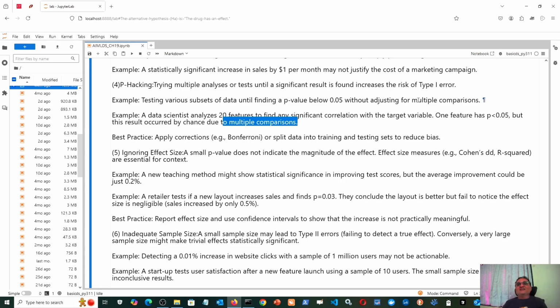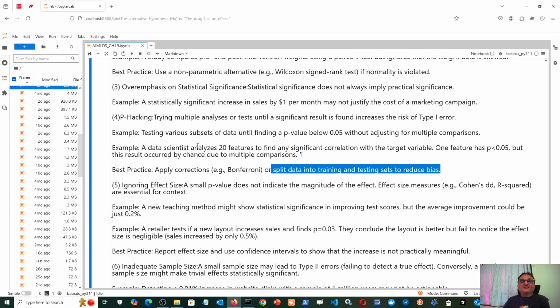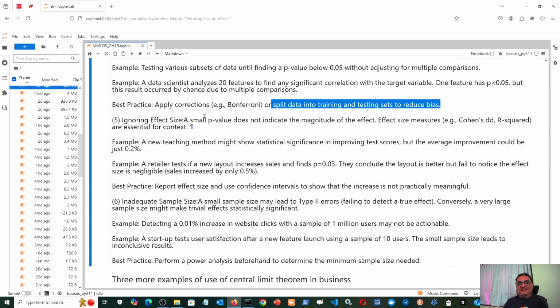So some corrections are done for multiple comparisons. Here this is written, adjusting for multiple comparisons. So for multiple comparisons, you have to apply some corrections. For example, there is one such correction which is very popular, that is called Bonferroni correction. Or you can split the data into training and test set so that you can reduce the bias, right? So this is one thing where one has to take care. P-hacking is a strict no-no, and you should not do it, because that is kind of fooling yourself. There is one saying in data science that if you torture the data sufficiently, then it will confess to anything. So you should not do that.